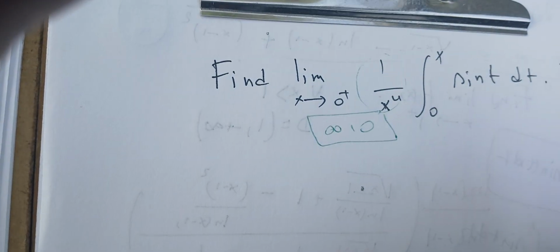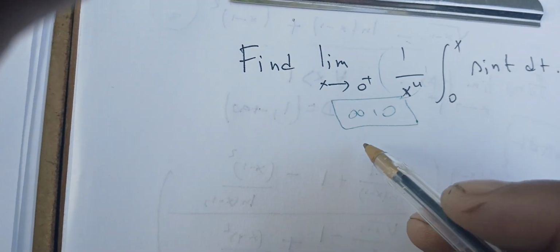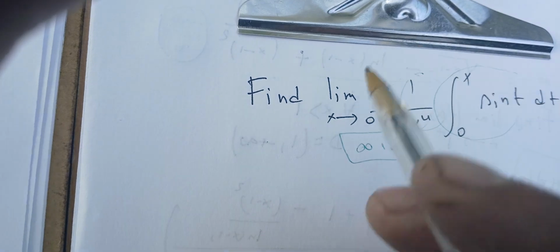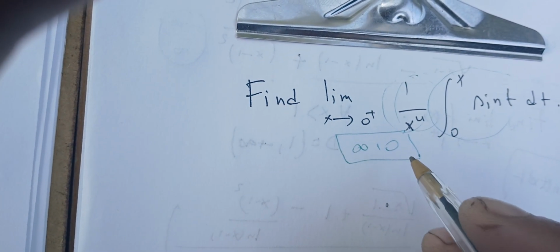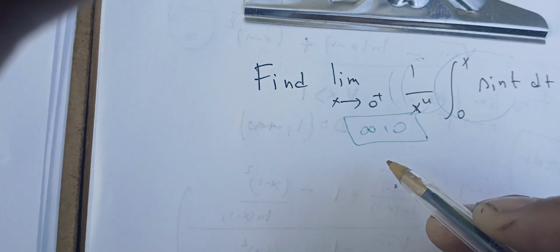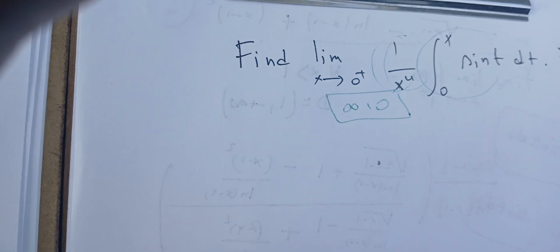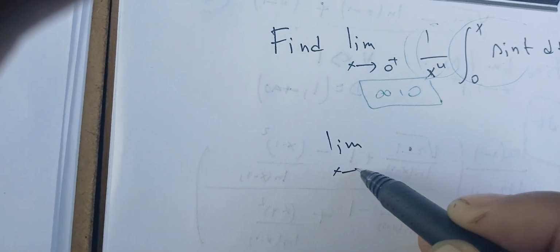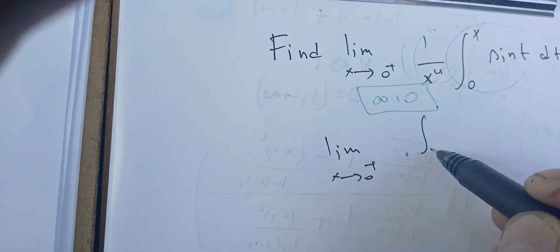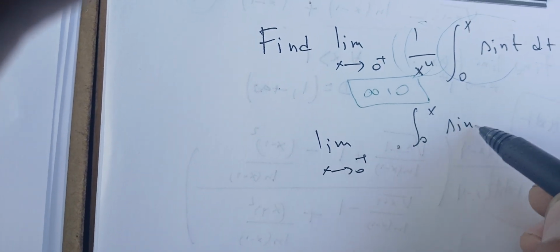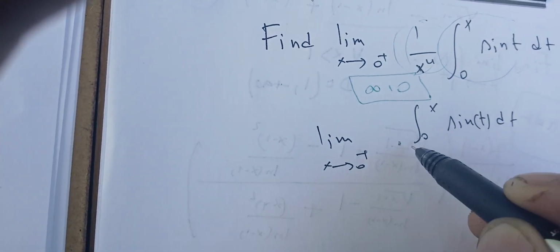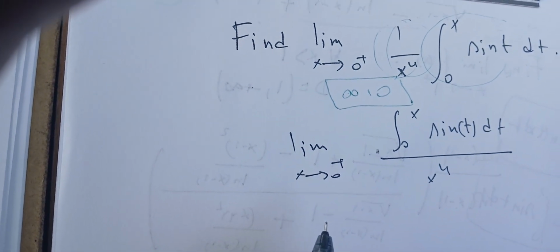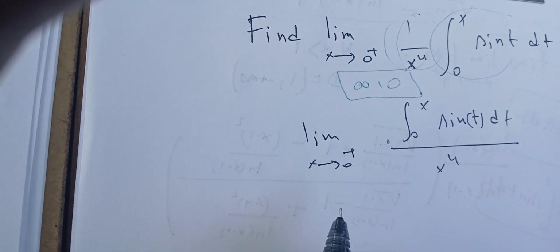We can see here that if we call this one g and this one f, we can write it in this manner. So we can write it as the limit as x goes to 0 plus of the integral of sine t dt between 0 and x over x to the power 4. Nothing has changed.